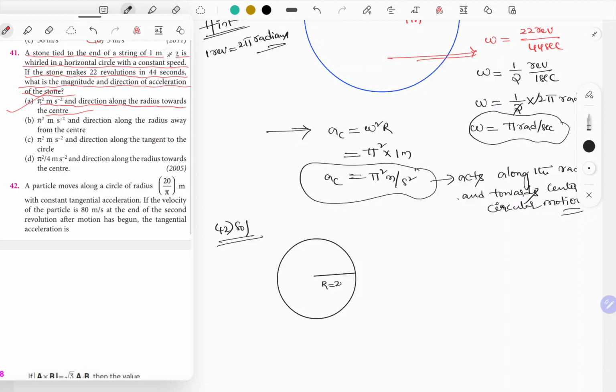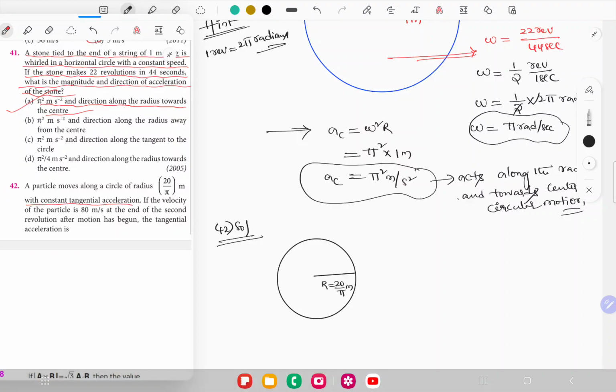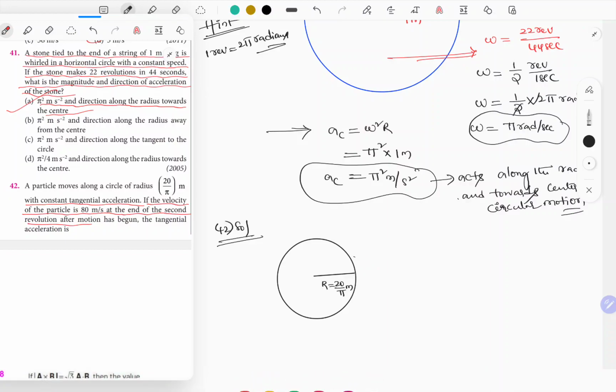So radius is equal to 20 by pi meter. Next, with the constant tangential acceleration, if the velocity of the particle is 80 meter per second at the end of the second revolution. Okay, initially you have to imagine the initial velocity of the object is equal to 0. They said velocity after the second revolution. So velocity is equal to 80 meter per second after the second revolution. That means 2 revolutions completed.